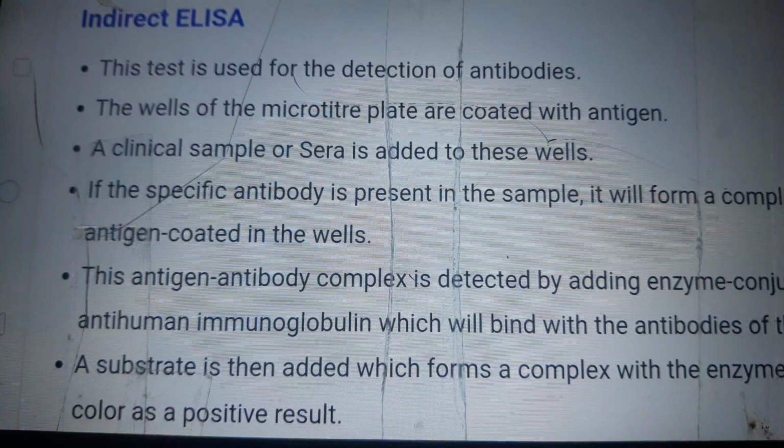Indirect ELISA. This test is used for the detection of antibodies. The wells of the microtiter plate are coated with antigen. A clinical sample of sera is added to these wells. If the specific antibody is present in the sample, it will form a complex with the antigen coated in the wells.